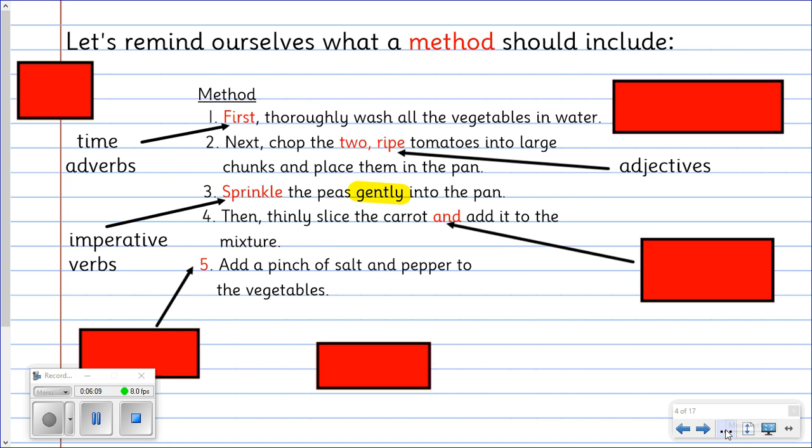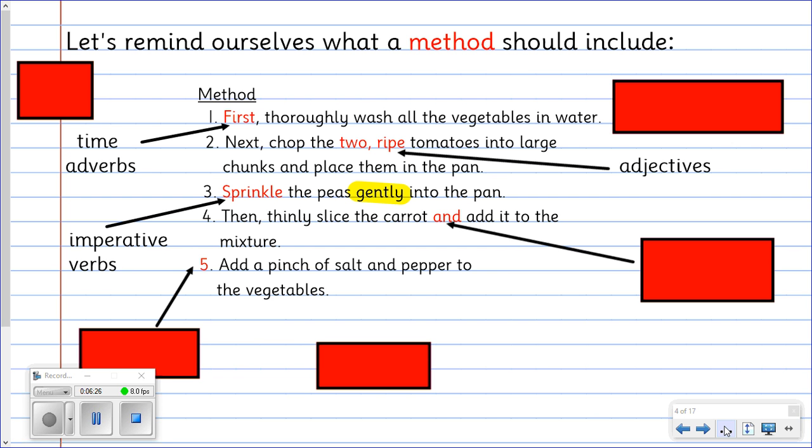Gently. What type of word is gently? Sprinkle the peas gently into the pan. Well done. It's one of our adverbs, isn't it? It tells us how something is done. So the imperative verb is to sprinkle. How do we sprinkle the peas?